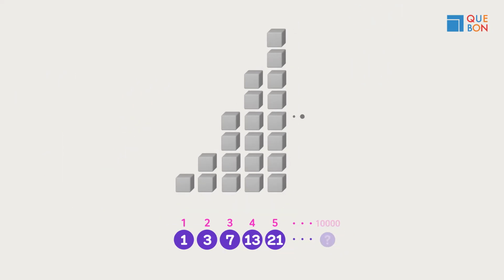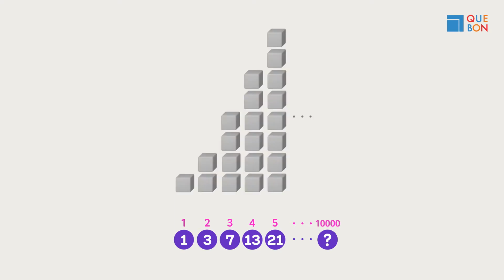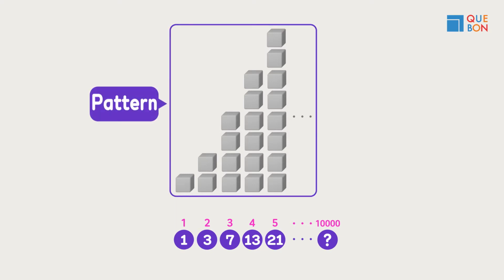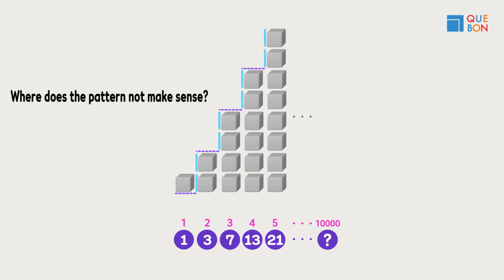Now, if we want to predict the 100th or 631st number of this sequence, we have to look at the big picture. There must be a pattern. We already recognize what this pattern is. The added changes increase by 2. There's just one place where this pattern is not applicable. Where do you think this is?